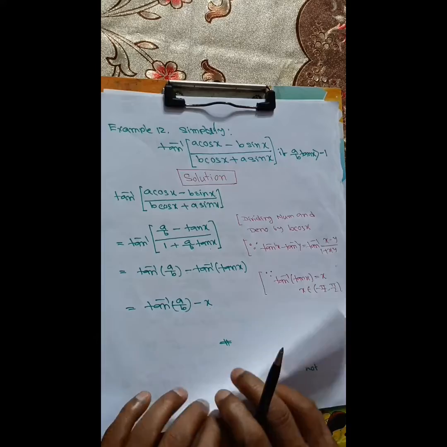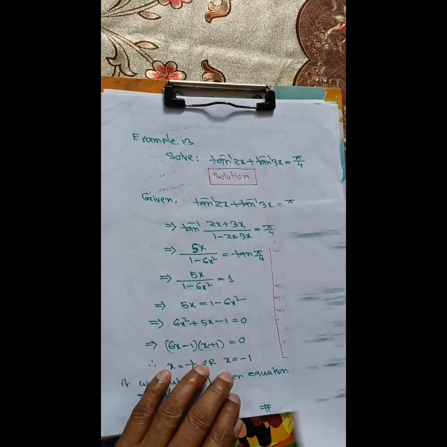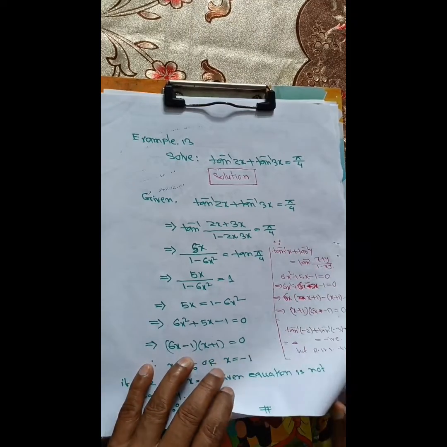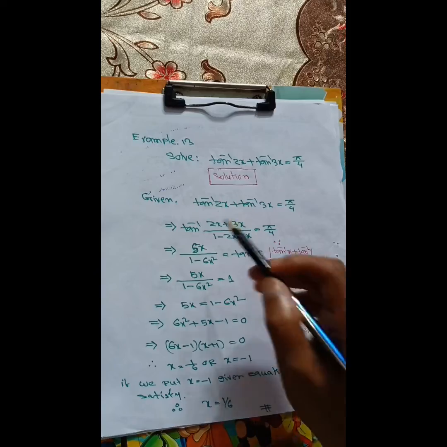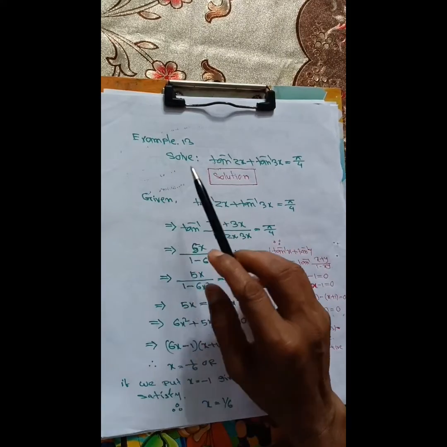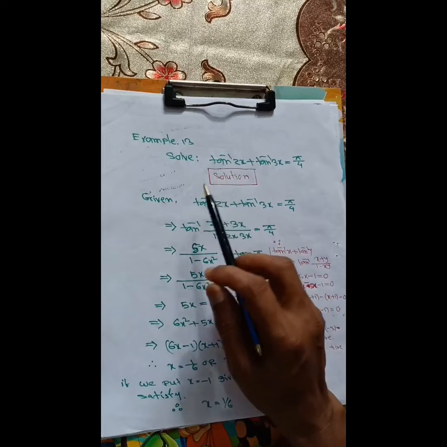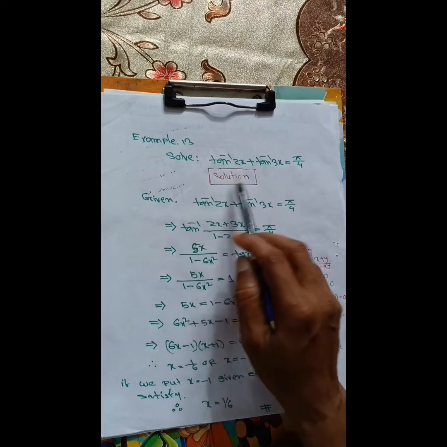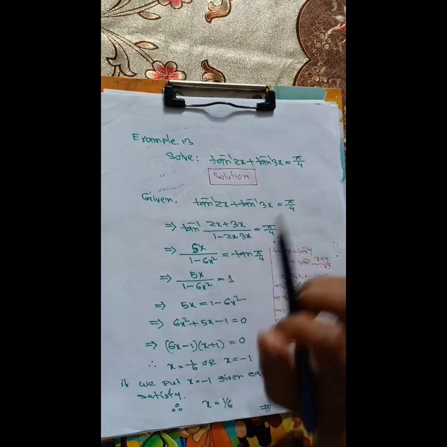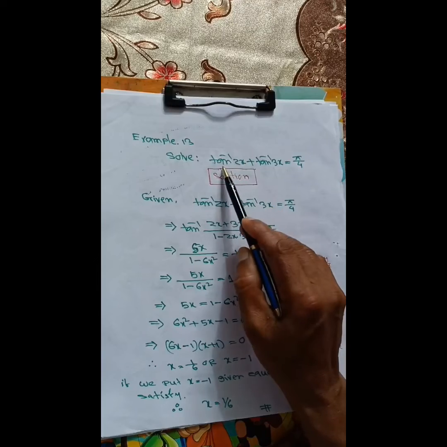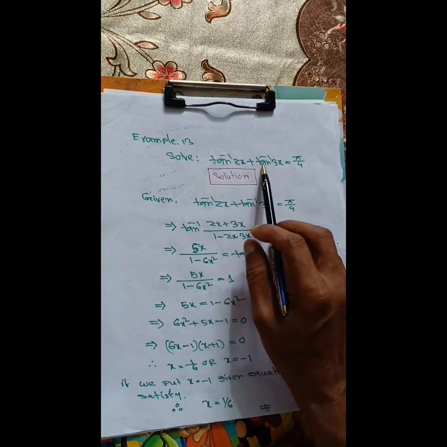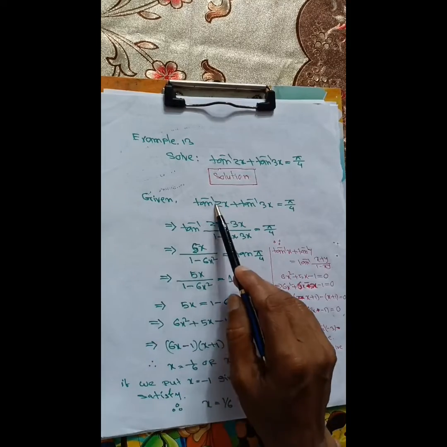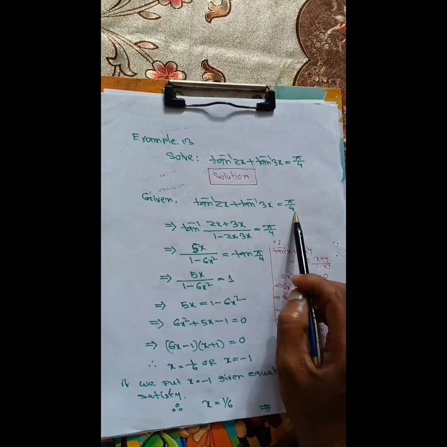Next we are going to example number 13 in the miscellaneous exercise of the NCERT textbook. Perhaps it is the last example. In this example, we have to find the values of x. There is an unknown, that is x. The problem is given as: solve tan inverse twice x plus tan inverse thrice x is equal to pi by 4.